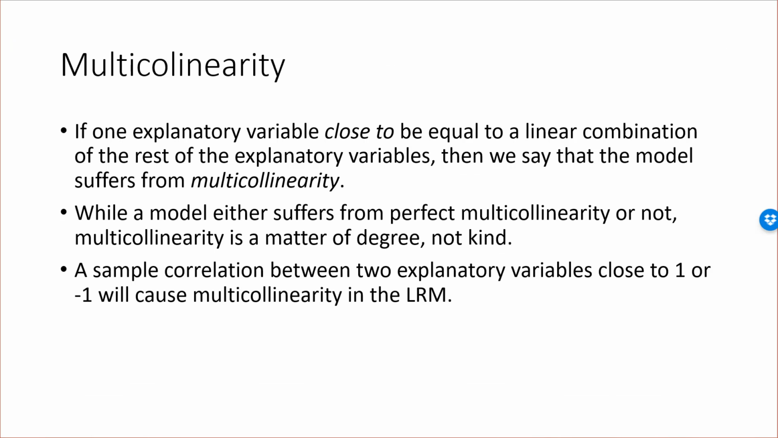So what's common to do is simply to look at the sample correlation between the explanatory variables. If that comes out close to 1 or -1, because we could also have the case that there is a linear relationship between them which is negative, then we say that we probably have multicollinearity in the linear regression model. But unfortunately, there is no real cutoff point here. It's just a question of the closer the sample correlation is to 1, the worse the multicollinearity problem is.